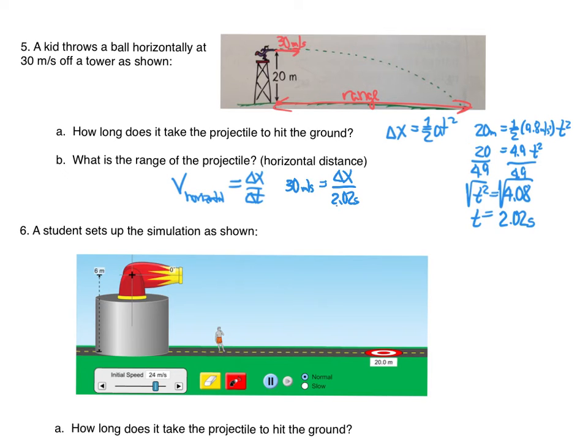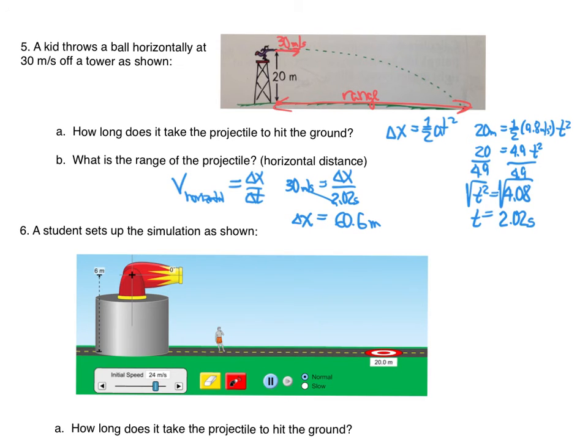So I just have to multiply these two numbers. That's going to be around 60. So 30 times 2.02, I got 60.6 meters. I did write the wrong variable there, so I'm going to backtrack it out. That's the distance, that's the range. Change in x, 60.6 meters out.